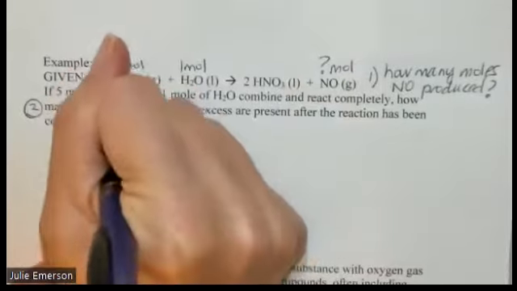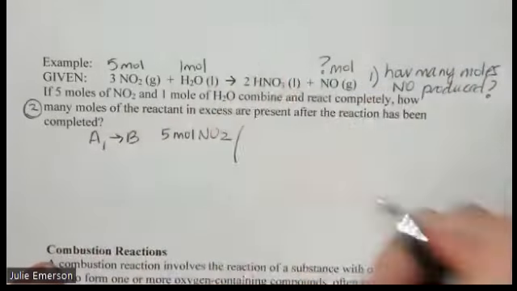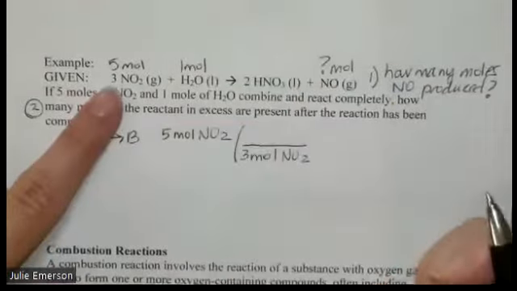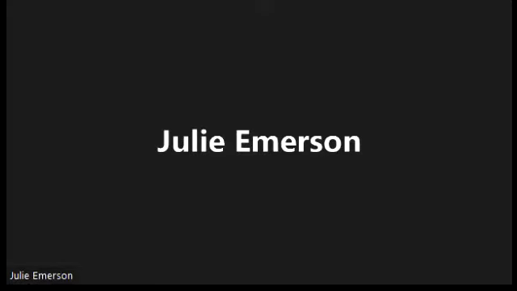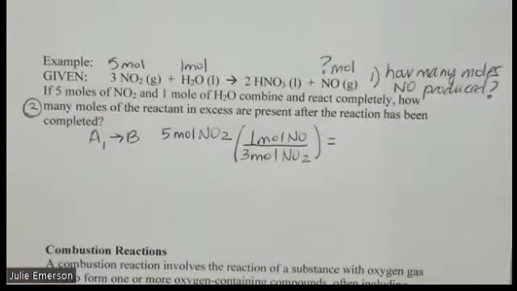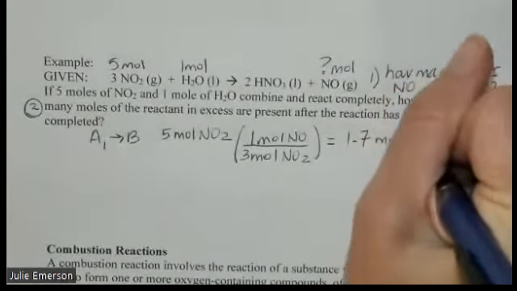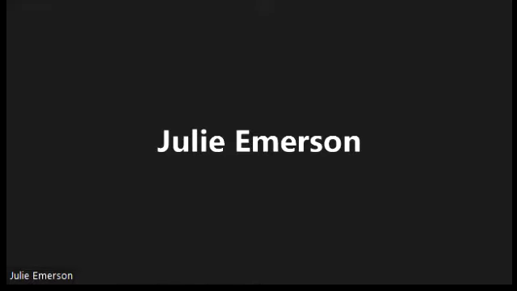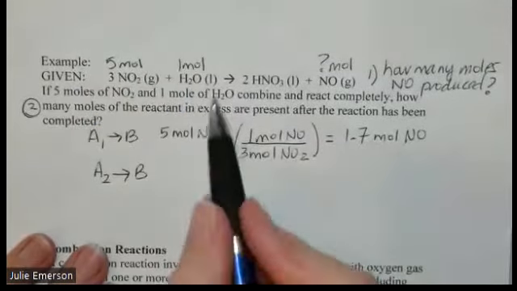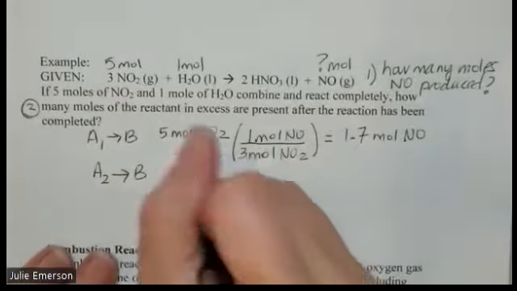So first thing here, if I take A1 to B, I've got 5 moles of NO2. If I set up my conversion step, for every 3 moles of NO2, because that's the coefficient from the balanced equation, I make 1 mole of NO on the product side. I'm not going to worry about sig figs here. I'm just going to go 2 sig figs, so 1.7 moles of NO, because otherwise it'll look kind of weird. Then if I go A2 to B, for my second substance, I've got 1 mole of H2O.